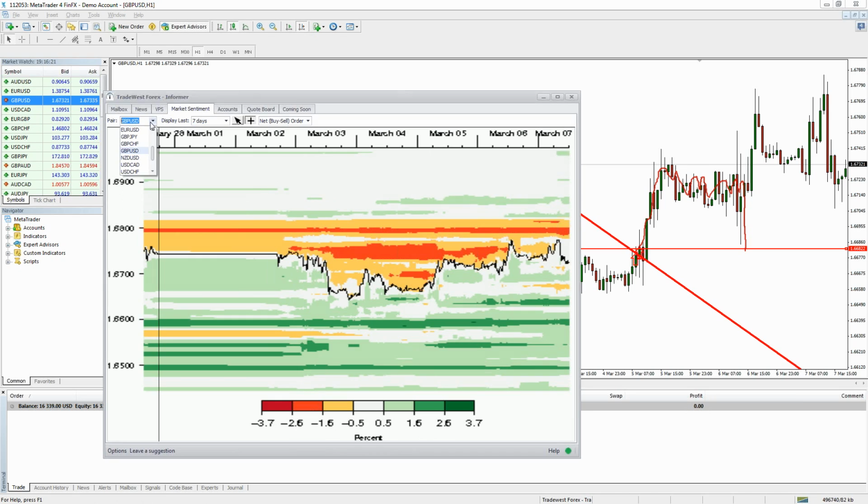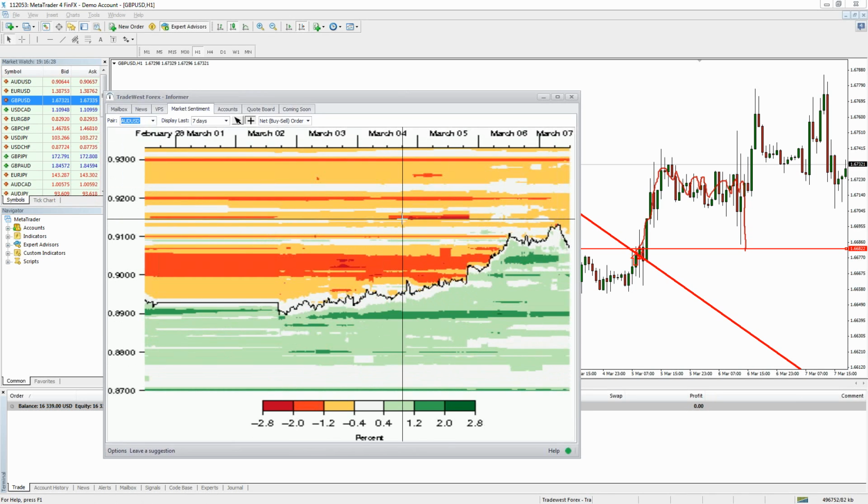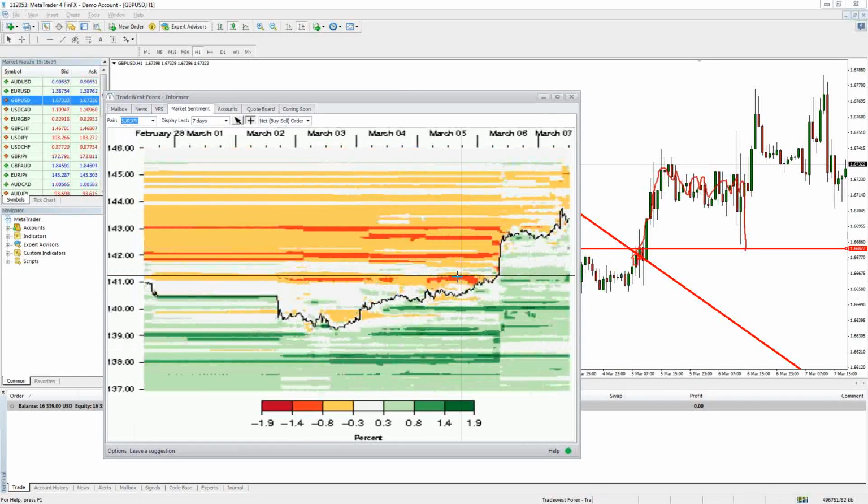Let's see. I'm going to skim through some different pairs, and then we'll go to our charts and look at a filtered example. Let's see what the euro-yen looks like. It's in a major uptrend. Okay, we could possibly use this one to find a false breakout.